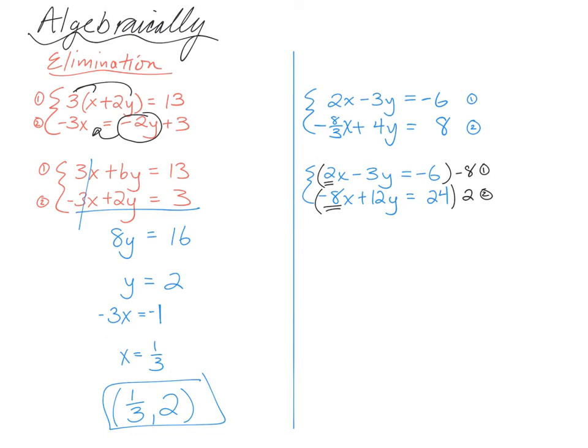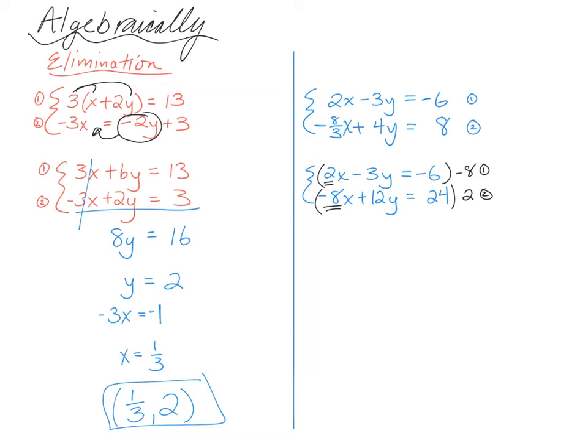And what you'll notice is that that will give us a 2 times a negative 8, which is negative 16, and a negative 8 times 2, which is a negative 16. So we're really close. We're really, really close.